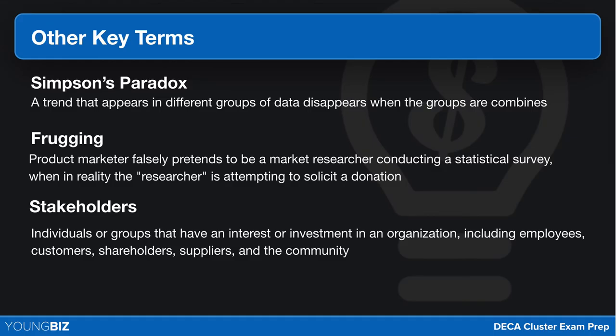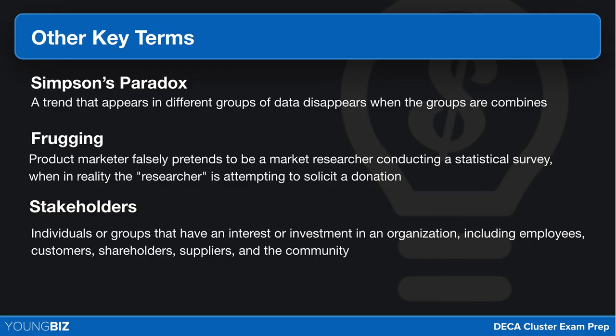Let's start with Simpson's paradox. This occurs when a trend that appears in separate groups of data disappears or reverses when the groups are combined. For example, a treatment might seem effective in individual groups but ineffective when all data is combined. This paradox highlights the importance of analyzing data carefully and considering the context.